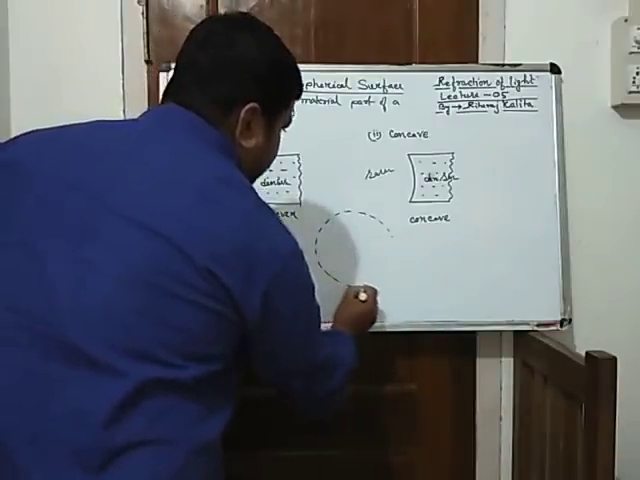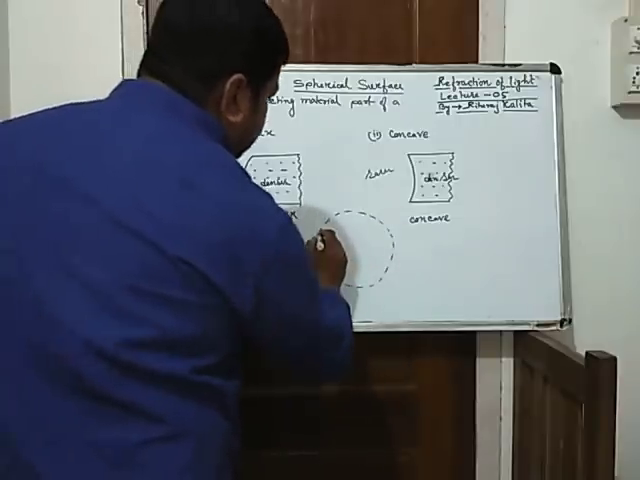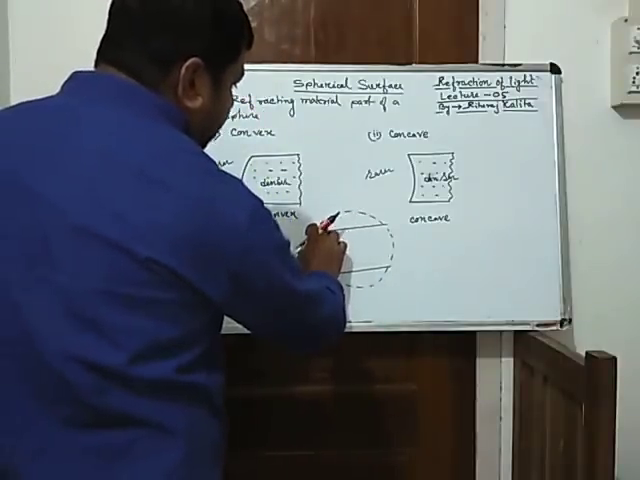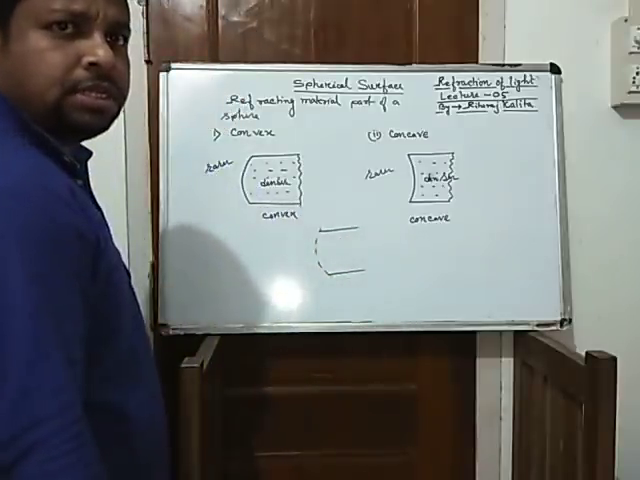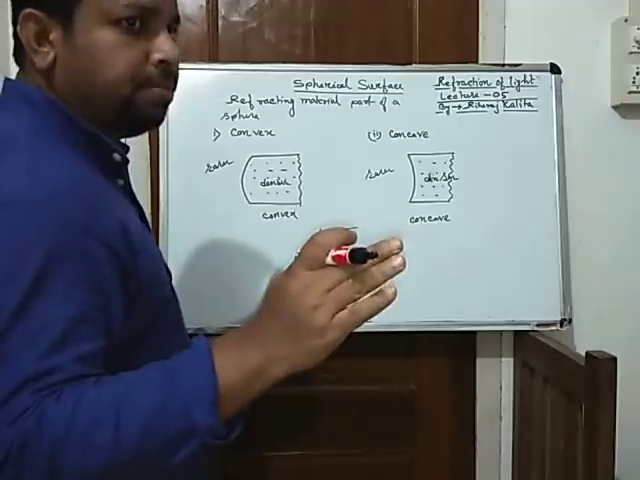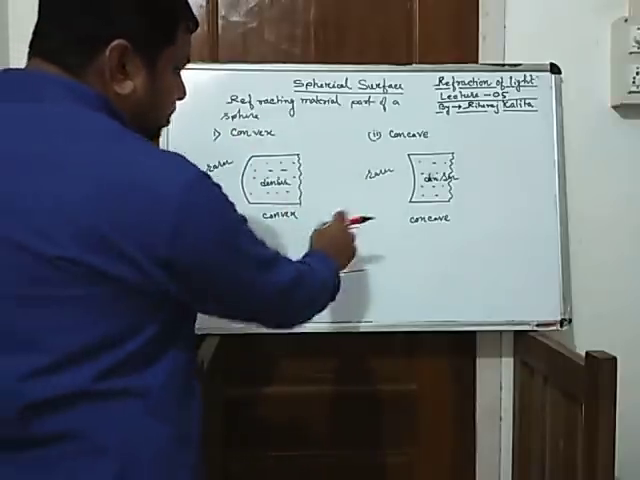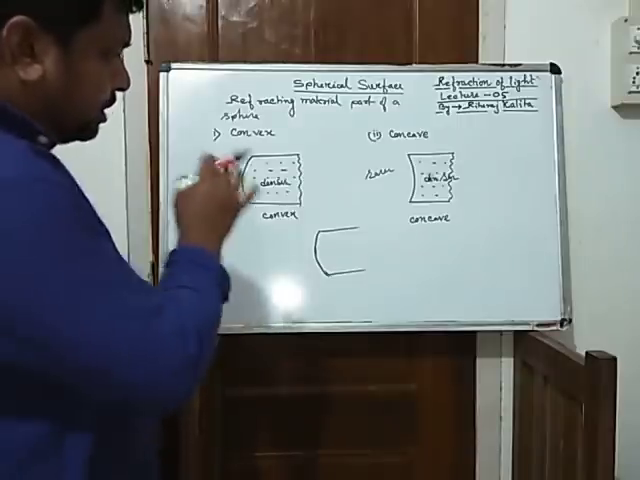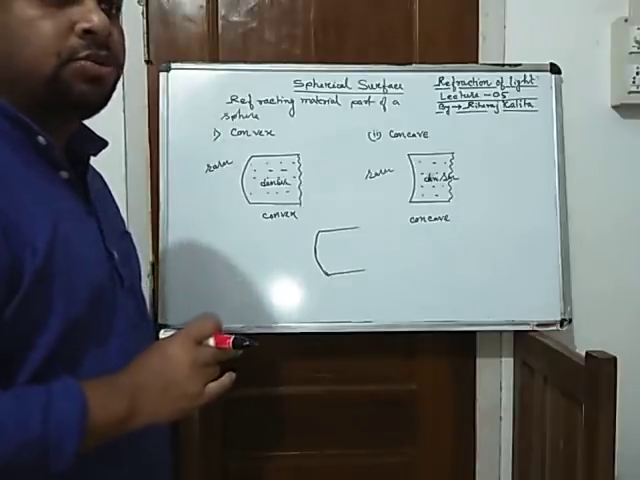Suppose, we know a mirror is a part of a sphere. So this is a sphere. If you cut this part like this, then we get a spherical surface. Suppose a spherical ice ball is divided into two equal parts like this, then it forms a spherical surface. So this is a convex spherical surface. This spherical surface is a part of a sphere. The center of the sphere is known as center of curvature.